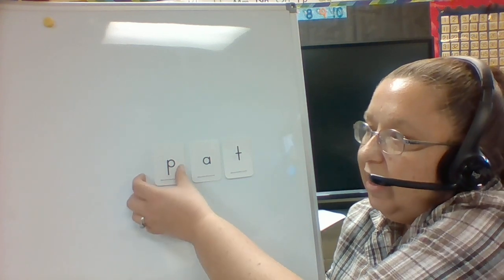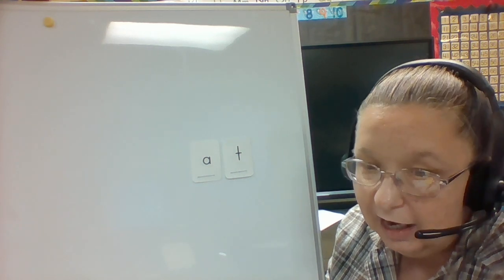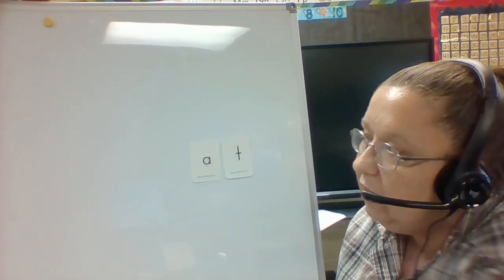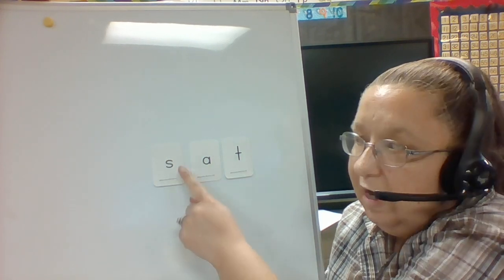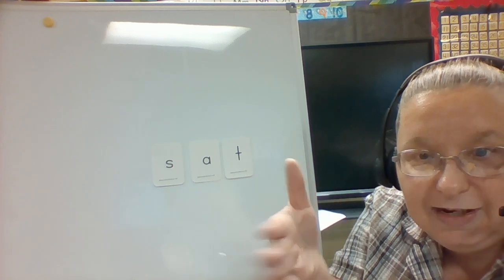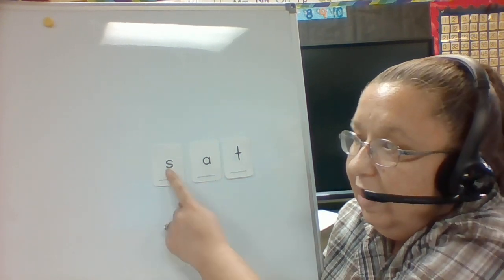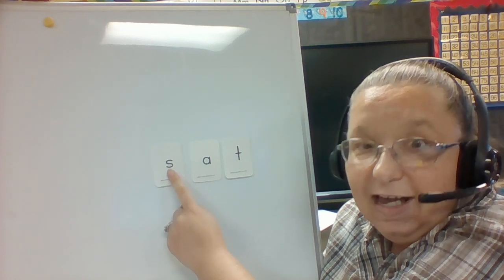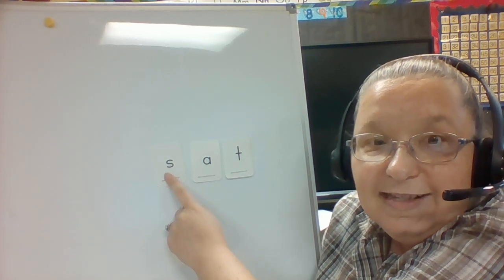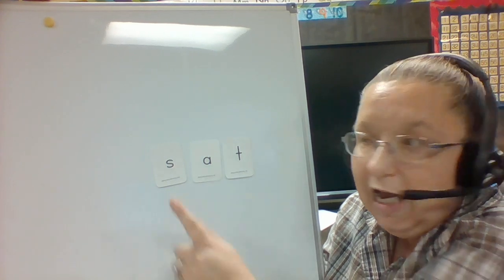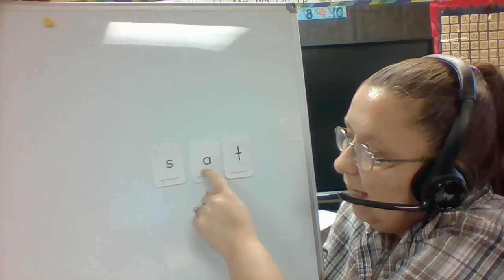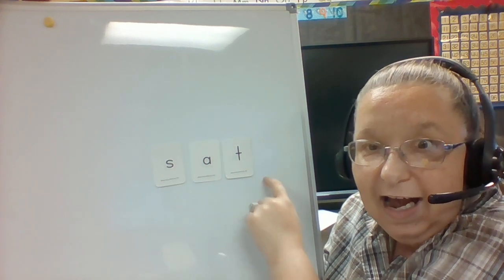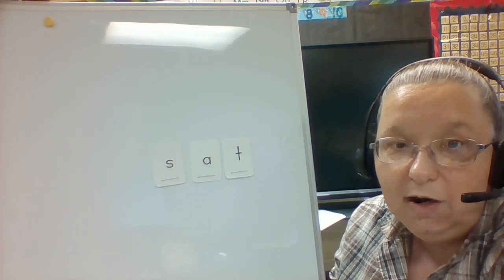Okay, we're going to change one more letter, and it's going to change the entire word. Do you remember what letter this is? Sammy the Snake is our phonics character's name. This is an S. S makes the S sound. So we have S, at, sat. Sat is that word.